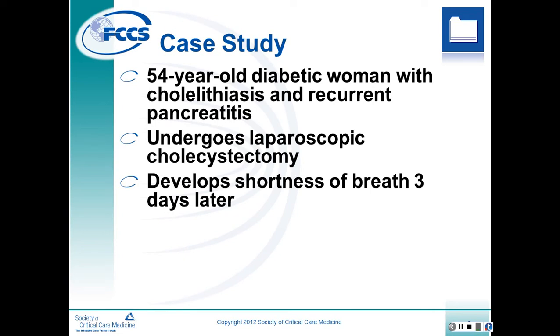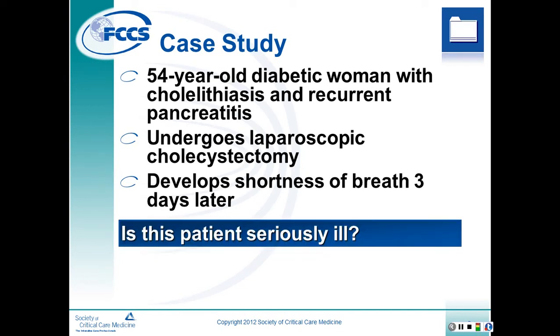So this is the case that we're going to consider for the next 30 minutes. And I'm going to have you interact with me and tell me what you want to do with this. We have a 54-year-old diabetic lady who had cholelithiasis and recurrent pancreatitis, and she undergoes laparoscopic cholecystectomy. And she develops shortness of breath 3 days later while in the hospital, and you are called to evaluate her.